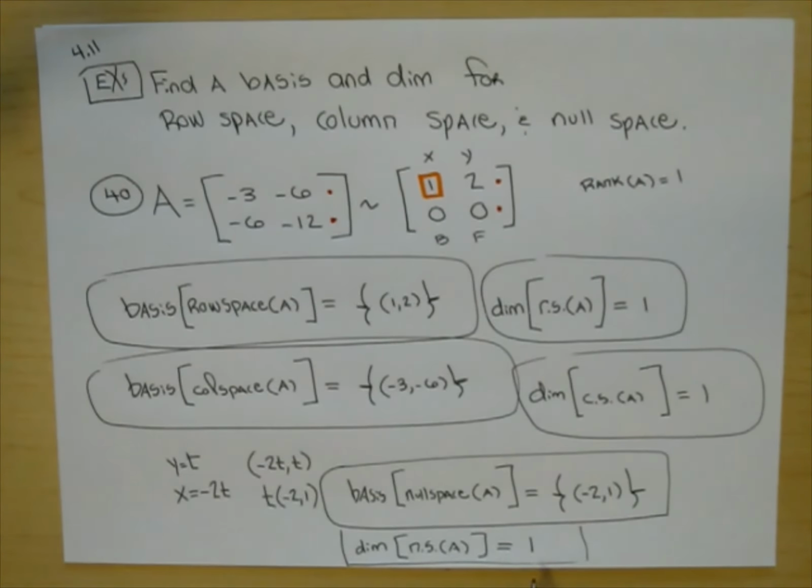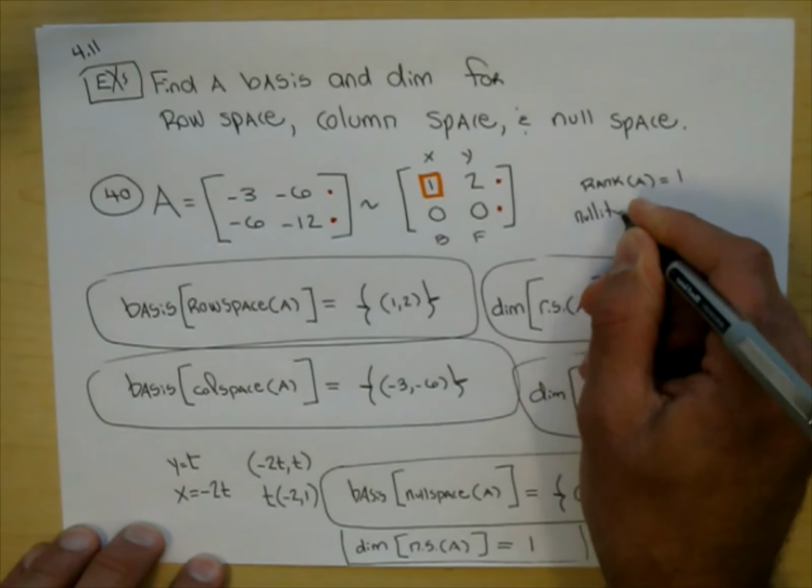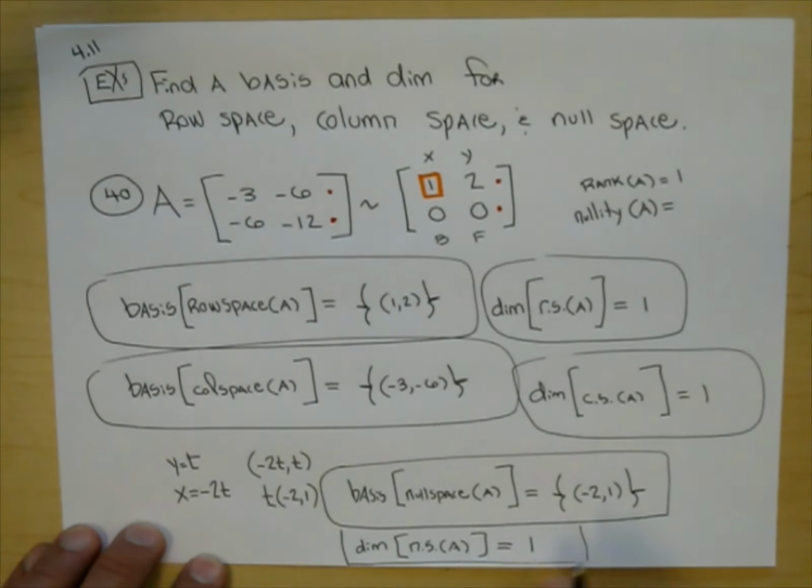Okay, now the dimension of the null space is not always going to equal the dimension of the column space and row space. That just happens to be 1 in this example. The dimension of the null space, we're done with the problem, by the way, has another word which you should know for the test: the nullity of a matrix. The nullity is the dimension of the null space.